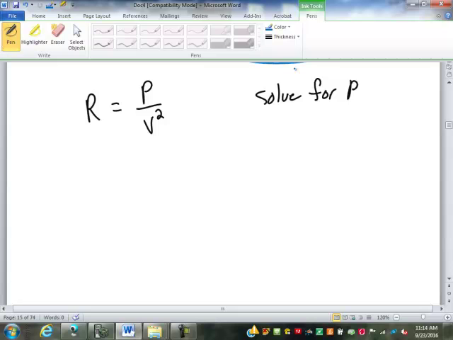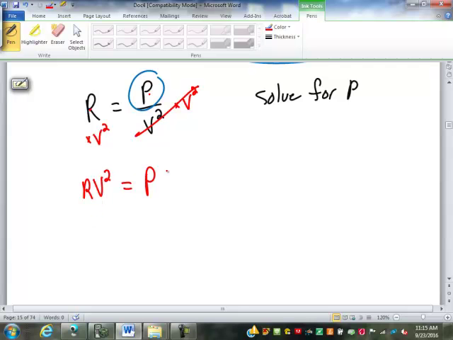Well, right now, P is on this side, and it is not by itself. It has the V squared there. How is V squared attached to the P? It's divided. So to get rid of it, we have to multiply by V squared. I'll cancel that out. So over here, I canceled out the V squared. All I have left is P. R times V squared is R times V squared, or RV squared. So P equals RV squared.